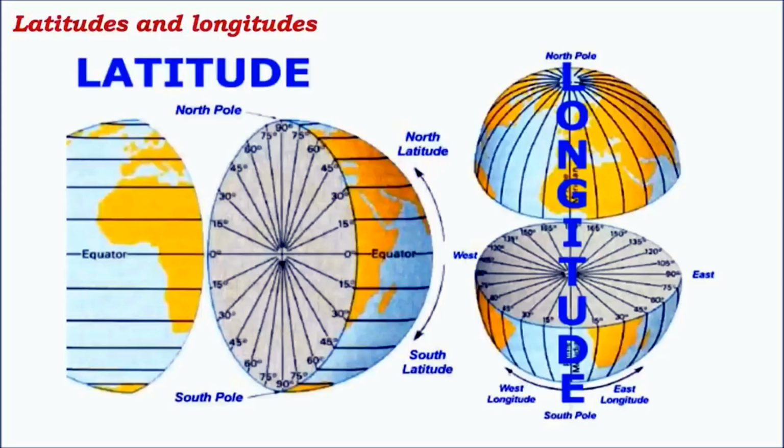First, what are latitudes and longitudes? Latitudes and longitudes are imaginary lines on the Earth's surface. As it said, they are imaginary, they don't exist in reality. These are just created for our convenience. Latitudes are horizontal imaginary lines, whereas longitudes are vertical imaginary lines.